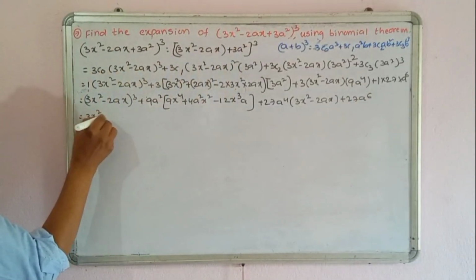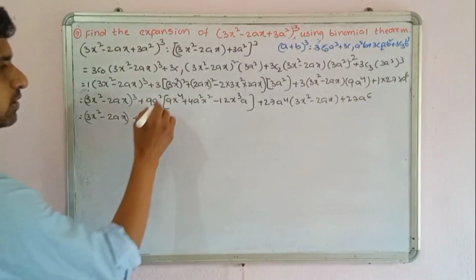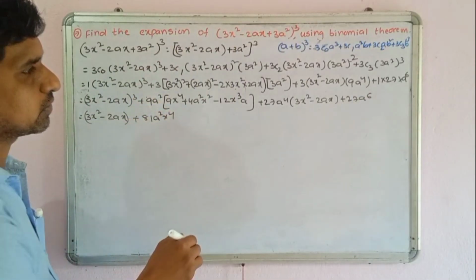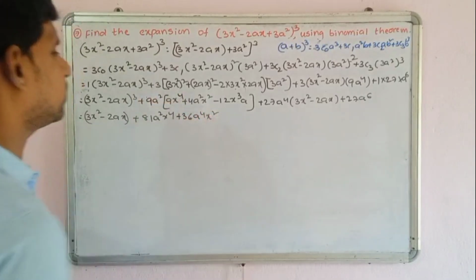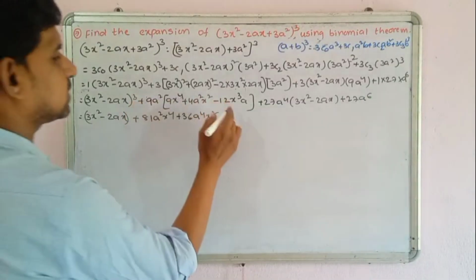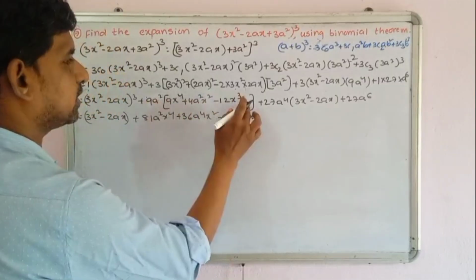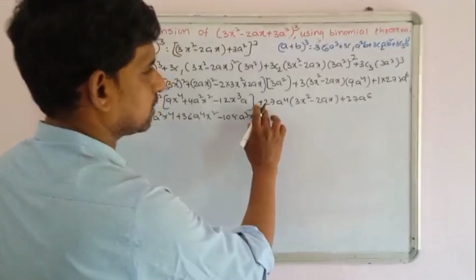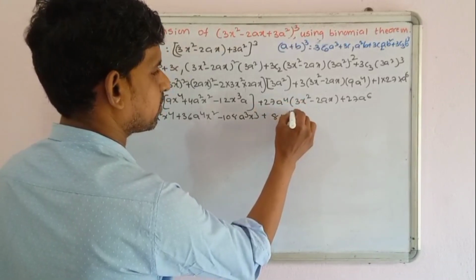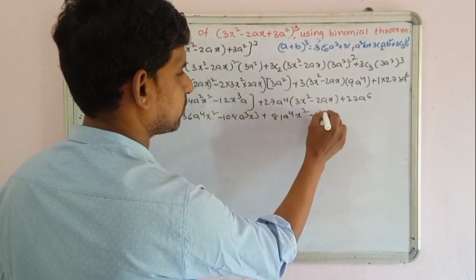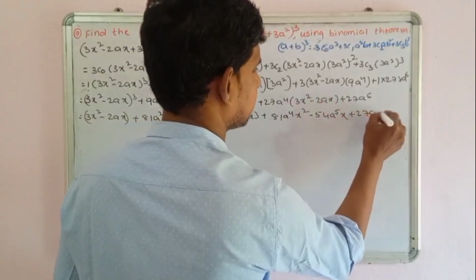So (3x² − 2ax) plus 9 9s are 81a²x⁴. Okay, next 9 4s are 36a⁴x². 9 12s are 108a³x³, a² into a is a³x³. See, 27 3s are 81a⁴x². 27 2s are 54a⁴ into a is a⁵x, plus 27a⁶.